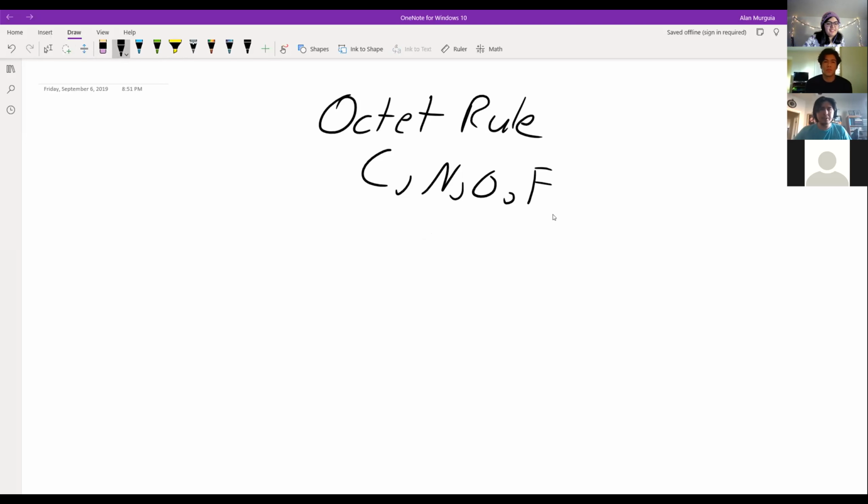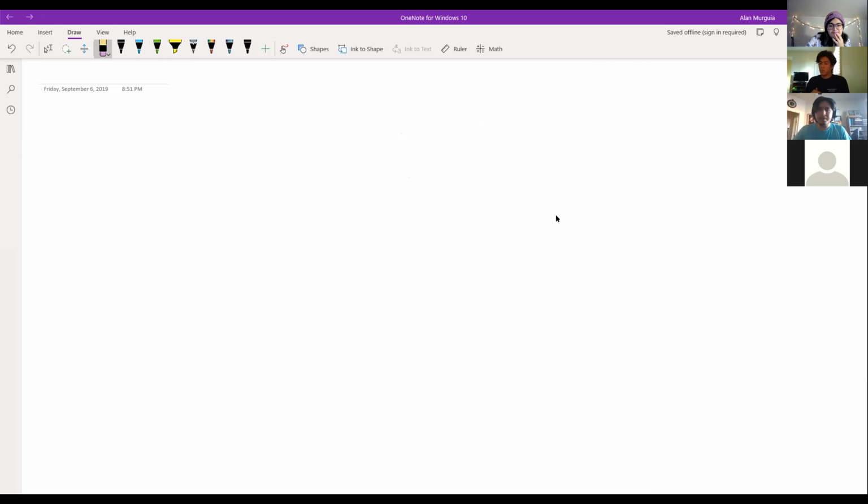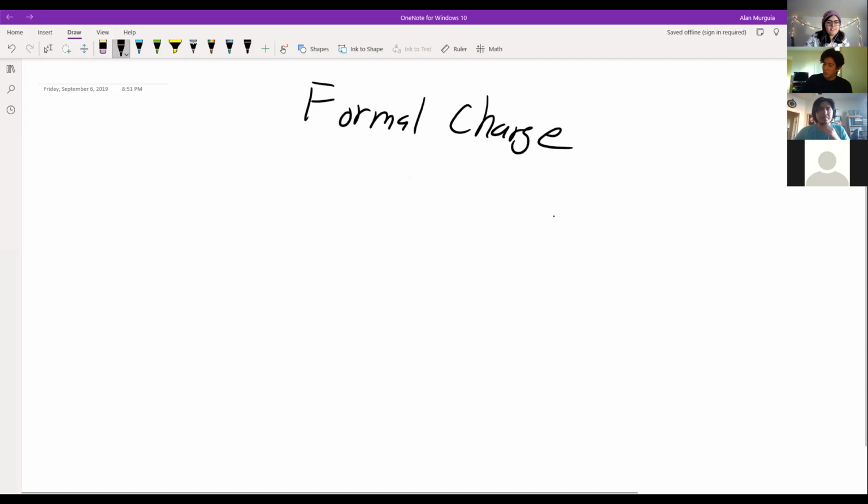So is everyone good on the octet rule, these elements and how they work? Yes. Okay, perfect. So let me quickly erase this. Who can remember or tell me what is formal charge? All right, so put shortly, formal charge is identifying the individual charge of an atom within a molecule. And that tells us whether the molecule is neutral or the whole molecule as a whole has a charge. So let's go back to our example of carbon dioxide.